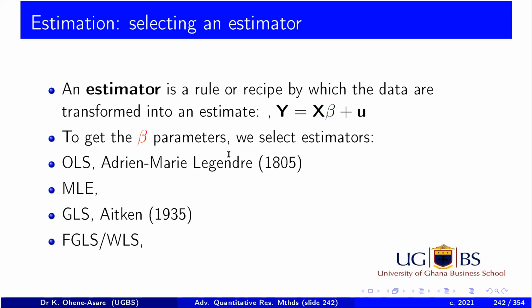The first estimator is known as the OLS estimator. Many of you have heard about it. OLS means Ordinary Least Squares, by Adrien-Marie Legendre in 1805. The next one is known as Maximum Likelihood Estimation. It is another estimator. The next one is known as the GLS, Generalized Least Squares estimator, by Aitken in 1935. Then we have the Feasible Generalized Least Squares, which is a practical form of the weighted least squares.